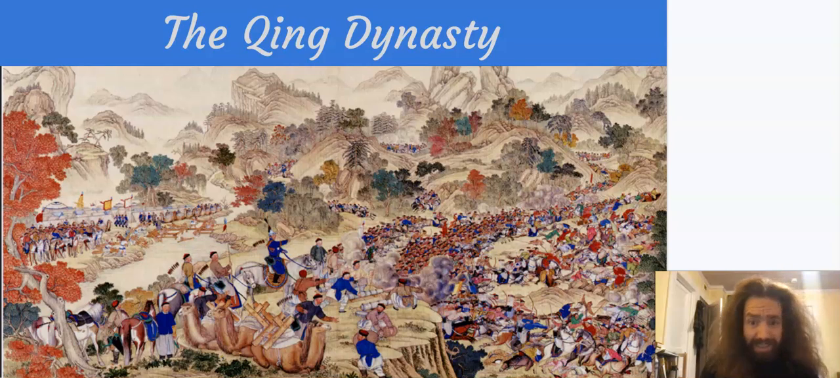This picture here is an image from a battle in the 1670s, 1680s, in which you can see the use of both traditional horseback archers and modern artillery. So just like with the other land-based empires that we're looking at, the Qing Dynasty integrated traditionally successful forms of warfare with new technologies that made it possible for them to expand their territory.